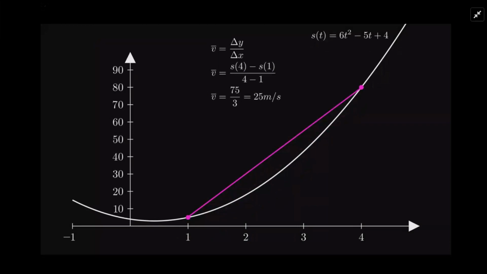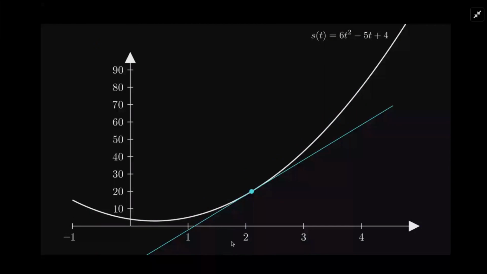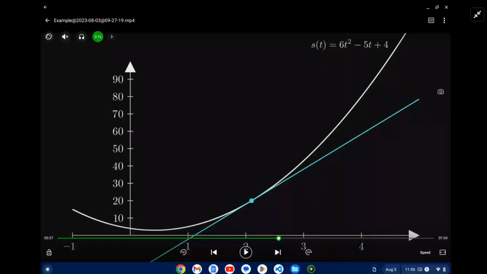Okay. Instantaneous velocity now is at a specific point. Okay. So the instantaneous velocity is the slope of the tangent line. And how do we calculate that? We calculate that with the first derivative. So the value of the first derivative at this point is the slope of the tangent, which is the velocity, instantaneous velocity. So we need the first derivative.